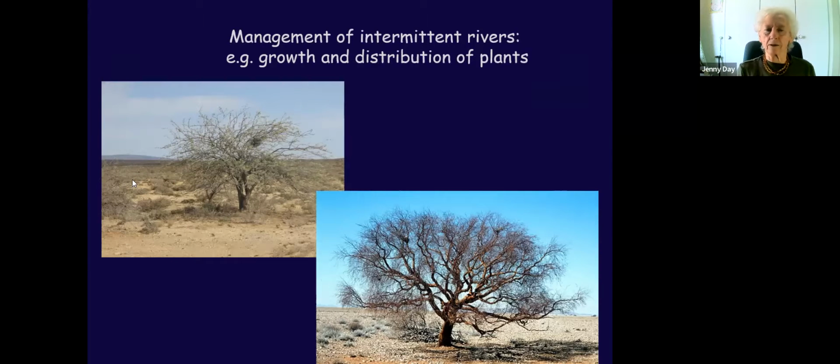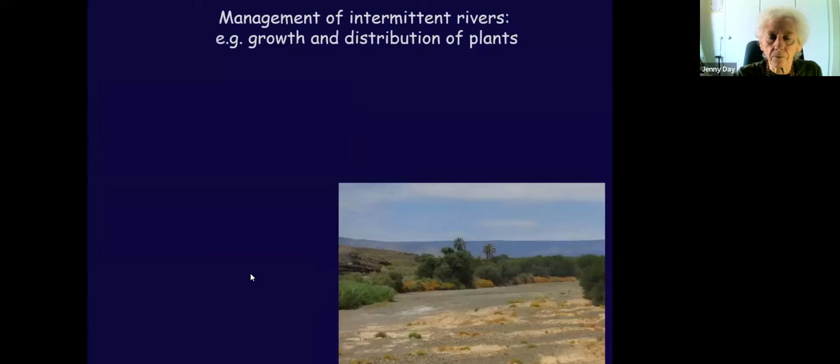These are two trees, one in the Karoo, one in the Namib, that are on their own in the middle of nowhere. That obviously means there must have been a time when there was sufficient water for them not just to become established, but to grow. They're probably hundreds of years old, particularly this one. But nonetheless, it shows that there has been water available. So if you can plot or track the growth and distributions of plants, you have some very useful information.